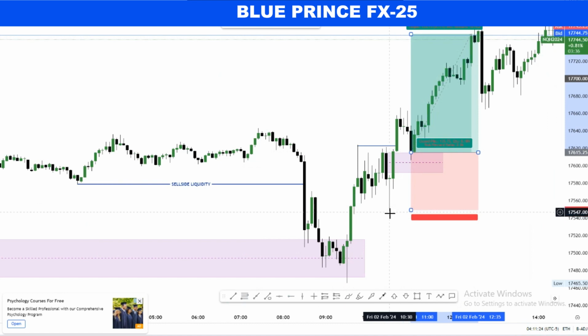It's protected because the market is unlikely to go into this fair value gap before going into this high time frame liquidity, because we have a fair value gap here, which the market can tap into this liquidity and come back and tap into the fair value gap before going up again.